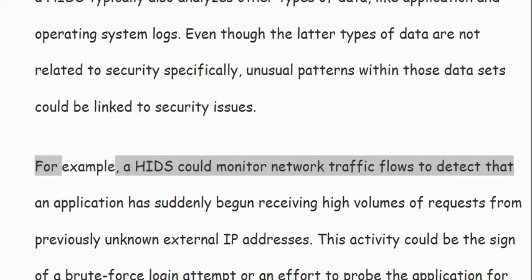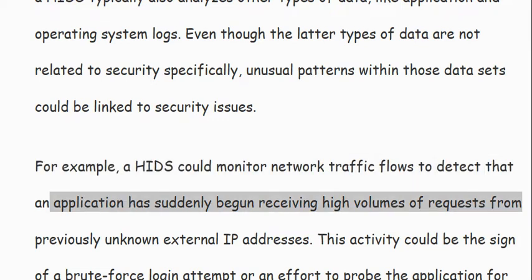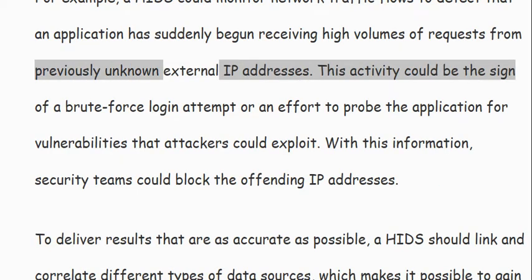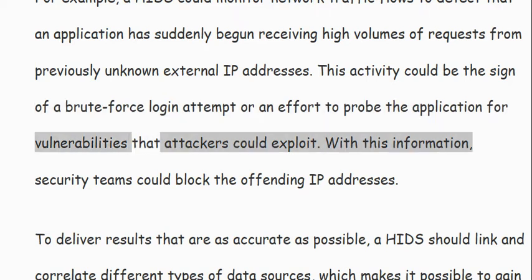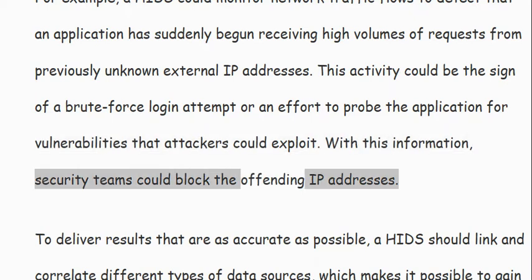For example, a HIDS could monitor network traffic flows to detect that an application has suddenly begun receiving high volumes of requests from previously unknown external IP addresses. This activity could be the sign of a brute force login attempt or an effort to probe the application for vulnerabilities that attackers could exploit. With this information, security teams could block the offending IP addresses.